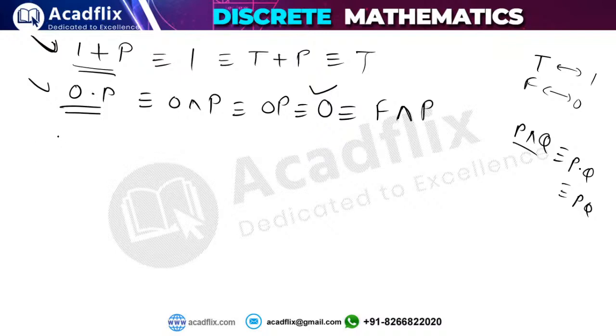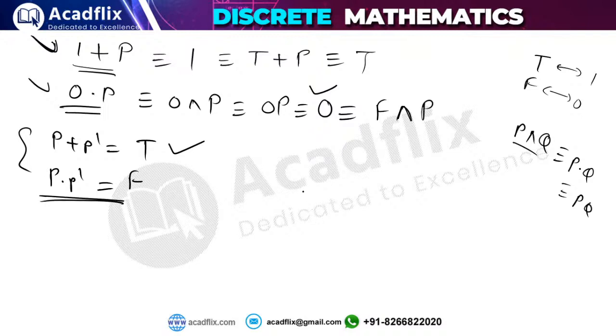So these are important. Next, p plus p bar is always true. True means 1. And p dot p bar is always false. There is nothing you have to learn by heart here. You can prove them using a truth table. For example, let's assume you want to prove it. How can you prove it? Very easily, just construct the truth table.